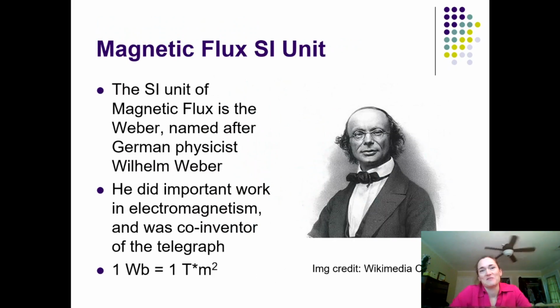Incidentally, the SI unit of the magnetic flux is the Weber, named after this guy, Wilhelm Weber, who was a German physicist. He did important work in electromagnetism, and he was the co-inventor of the telegraph. And in SI units, 1 Weber is 1 Tesla times meters squared.